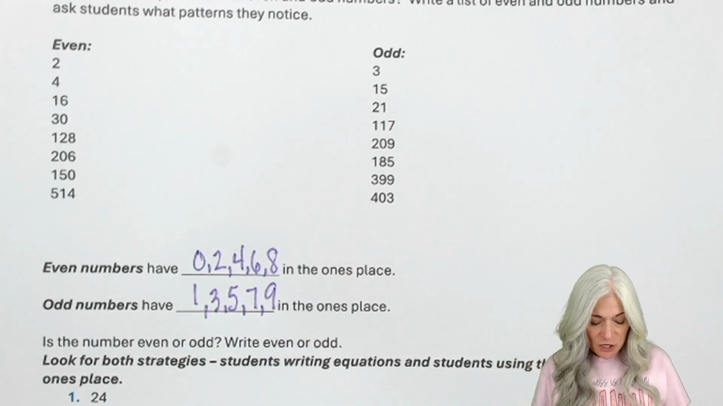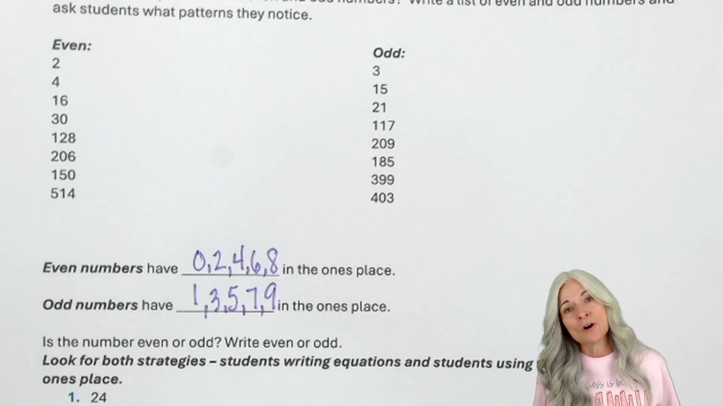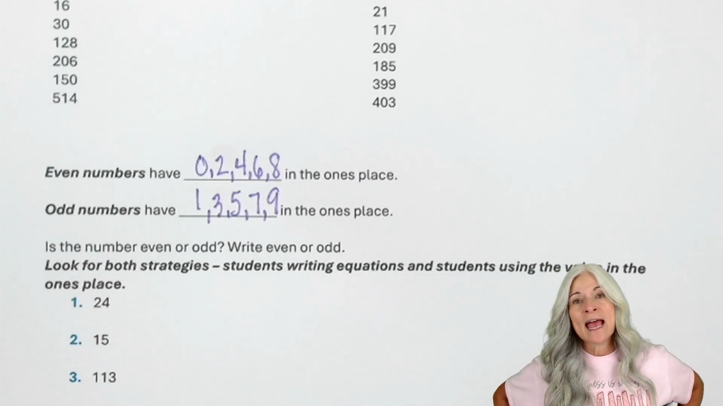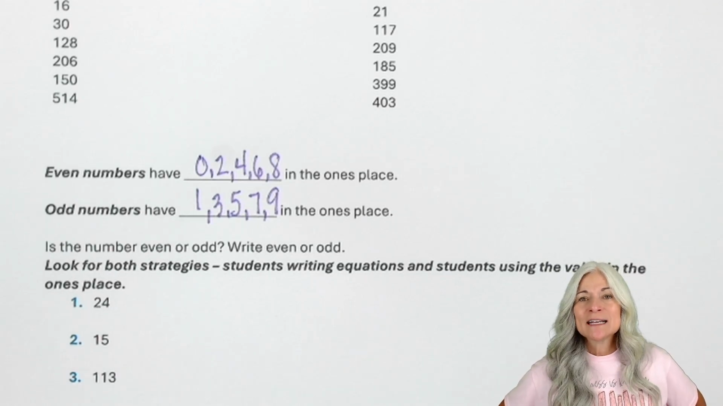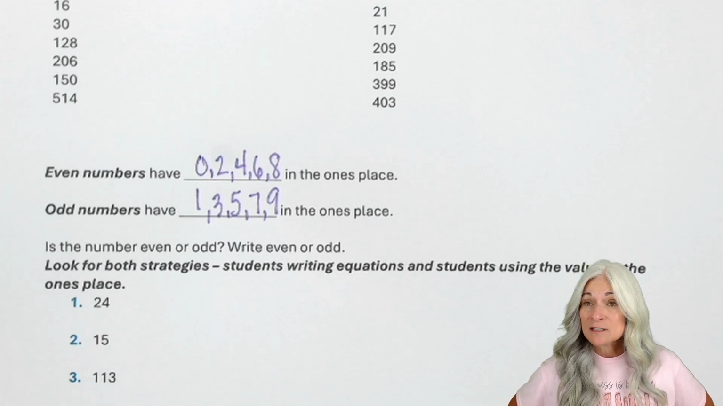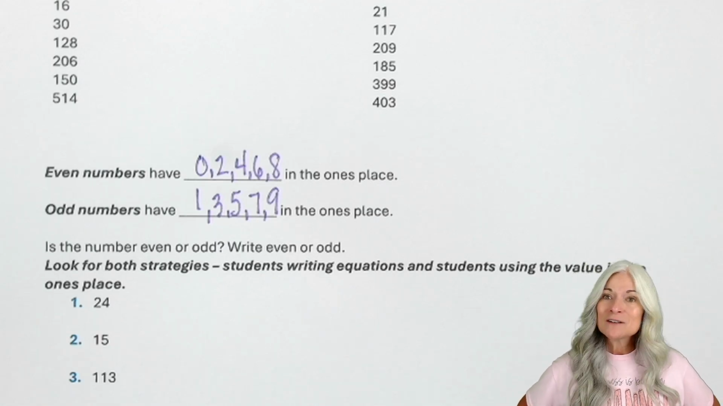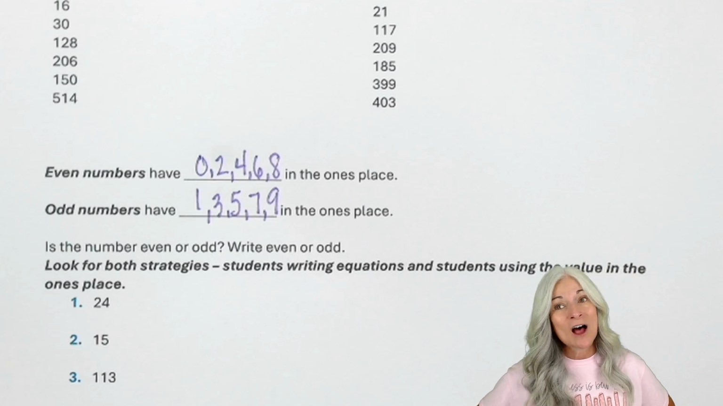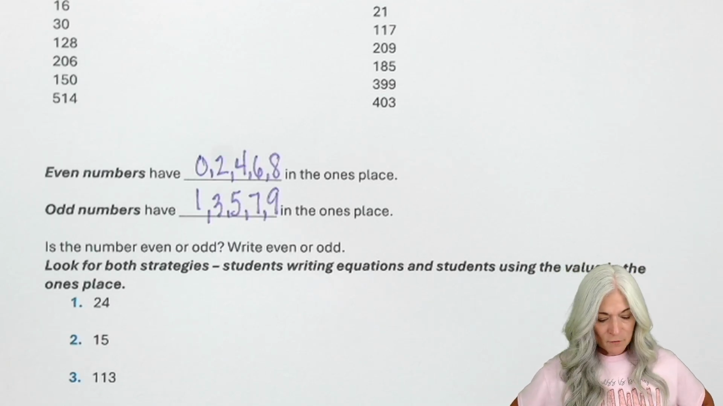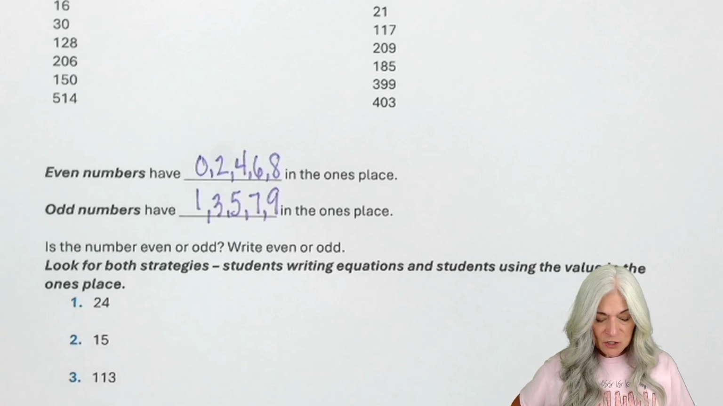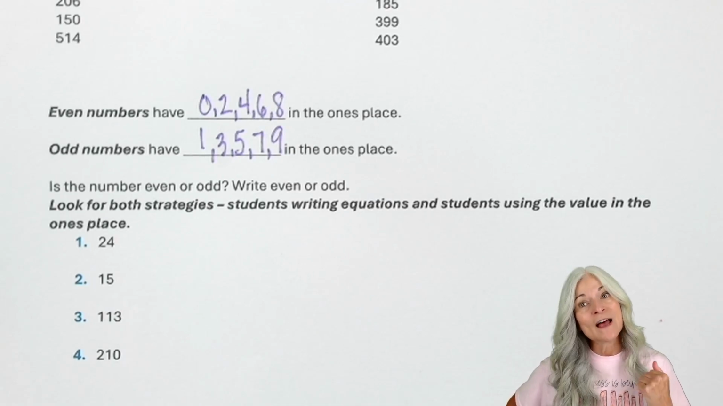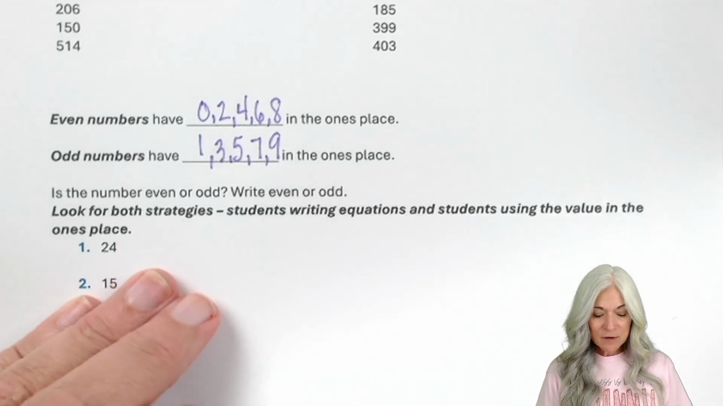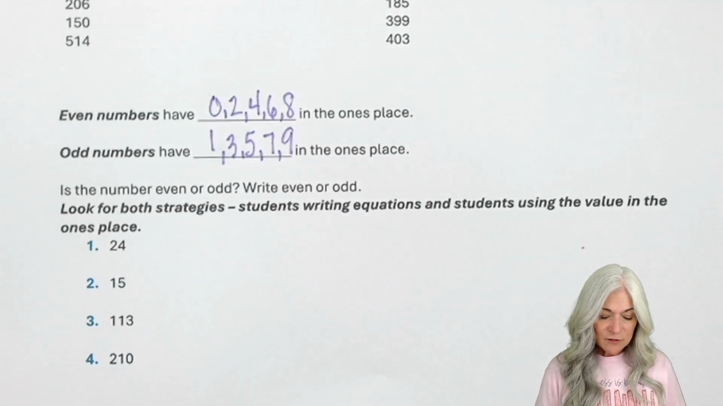So then as students work on their homework and they're looking at the numbers, definitely look for both strategies. Look for students that just looked at the place value, but also look for students who can also tell us that, for example, I know that 210 is even because I can write it as 105 plus 105. So look for those strategies as your students are working.